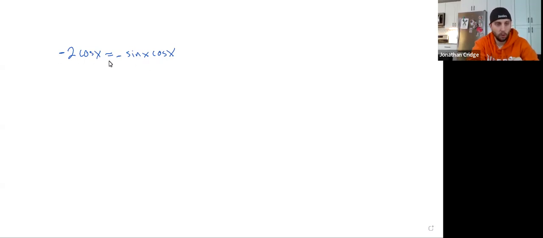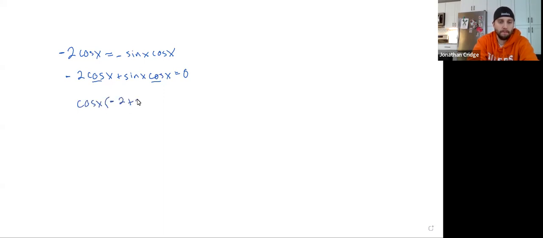Okay, remember, you don't want to divide both sides by cosine because then you're going to end up losing answers at the end. So I'm going to take this negative sine times cosine, and I'm going to add it to both sides. And now both of these terms have cosine in them. So I can factor out a cosine of x. And now I have 2 terms that multiply together equals 0. So I can set them both equal to 0. And now I can just solve these individually.